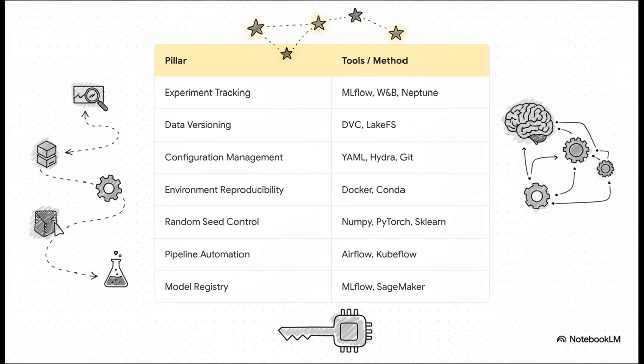Then, data versioning. Think of tools like DVC as Git, but for your data. You need configuration management, so your parameters aren't lost in your code. Environment reproducibility, using Docker or Conda, is crucial so everyone's on the same page with libraries. We need to control randomness with random seed control. Then, pipeline automation makes the whole process repeatable with a single click. And finally, a model registry to manage all the models you've built. Get these 7 right, and you're in total control.